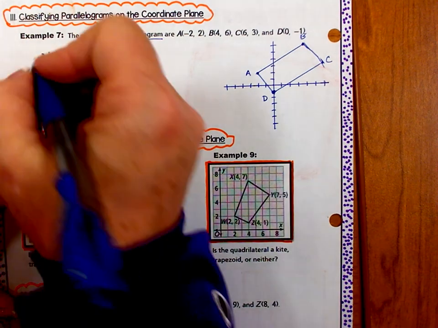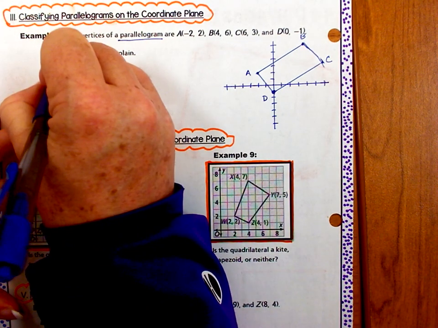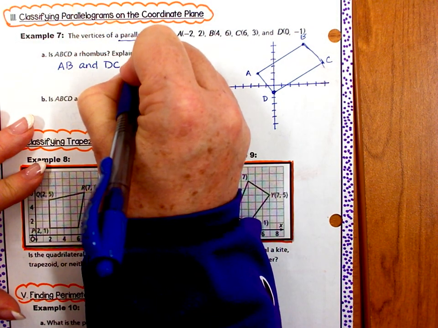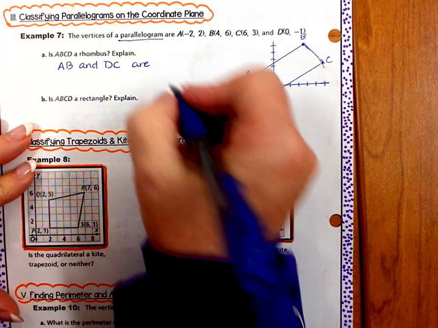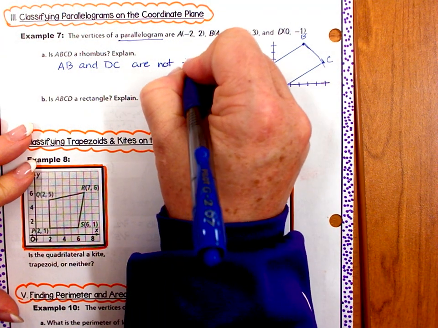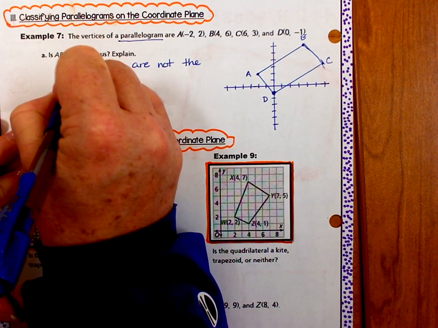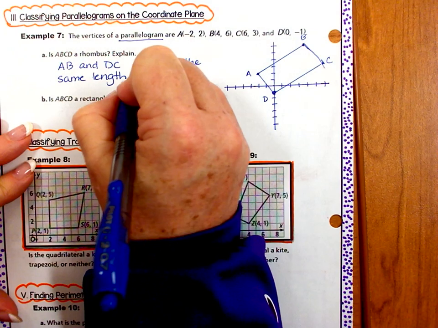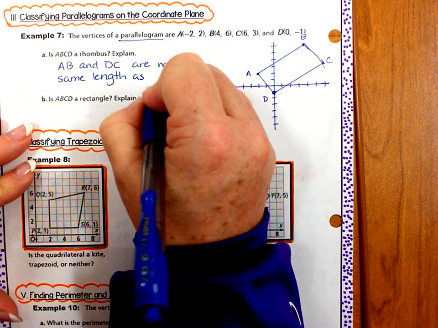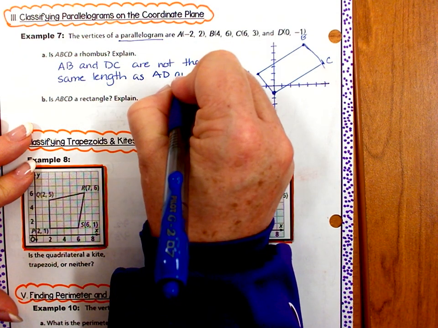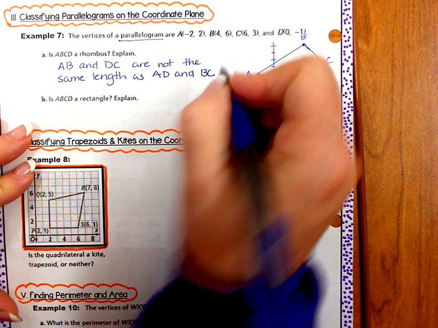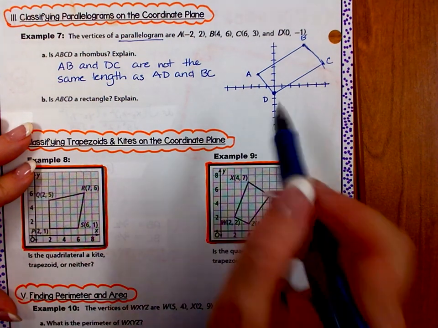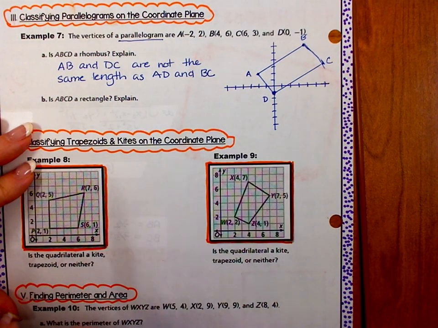So we can say that AB and DC are not the same length as AD and BC. Okay, and we can tell that from the picture. It's pretty clear, even if it wasn't real consistent, but this is actually a fairly consistent graph.